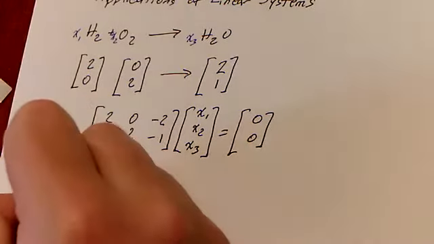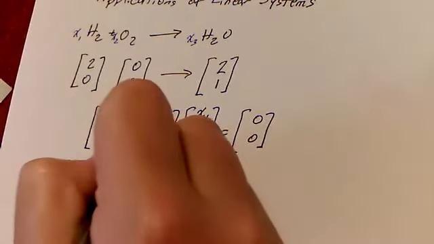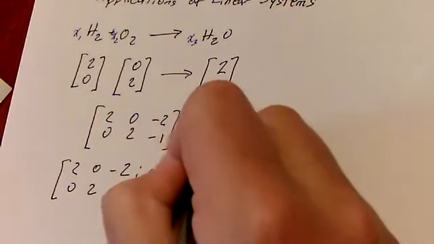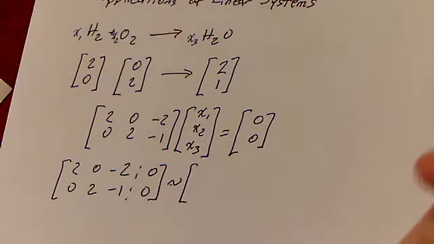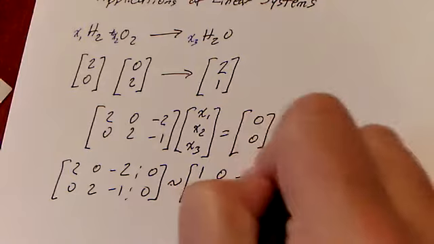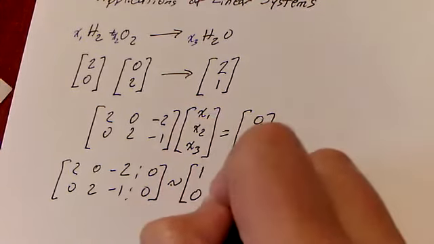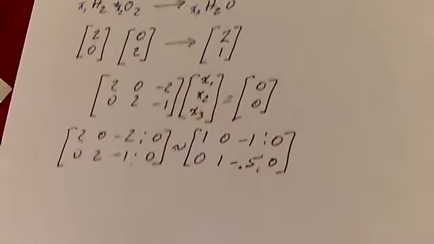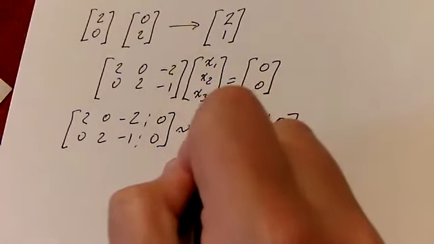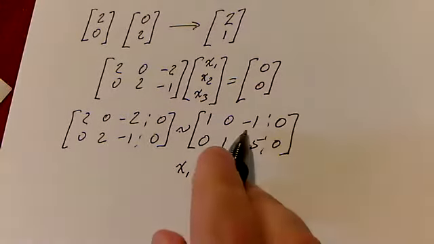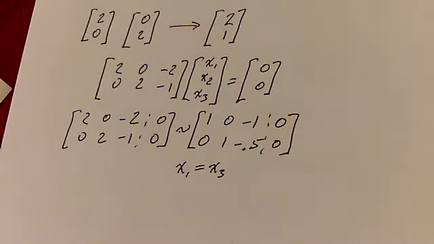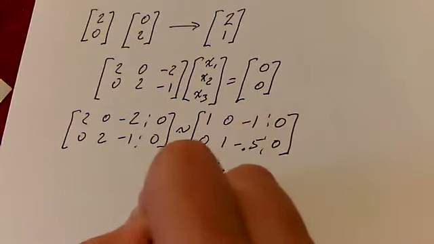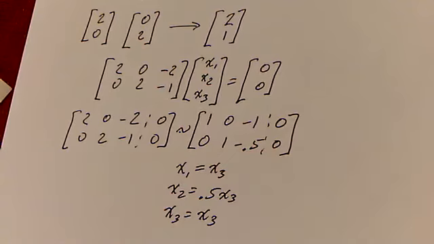So I'm going to take this matrix here, 2, 0, 0, 2, -2, -1. I've got my augmented zeros, and we are going to row reduce that. Use your calculator, use your favorite method to do this. 1, 0, -1, 0. Then I'm going to have 0, 1, -0.5, and 0. And so I can write the solution set here. I've got x1 is equal to x3. Again, when I move that -1 over to the right-hand side, it's going to be positive. x2 is going to be equal to 0.5 x3, and then x3 is free, so x3 is just equal to x3.